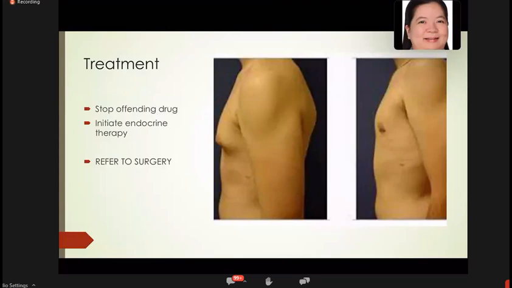Okay, and if you're in doubt, again, you refer to surgery because some of the gynecomastia, especially the bigger ones, more than 2 centimeters, 3, 4 centimeters, might need to undergo definitive surgery or subcutaneous mastectomy. Okay, just to save your questions for later, ha?